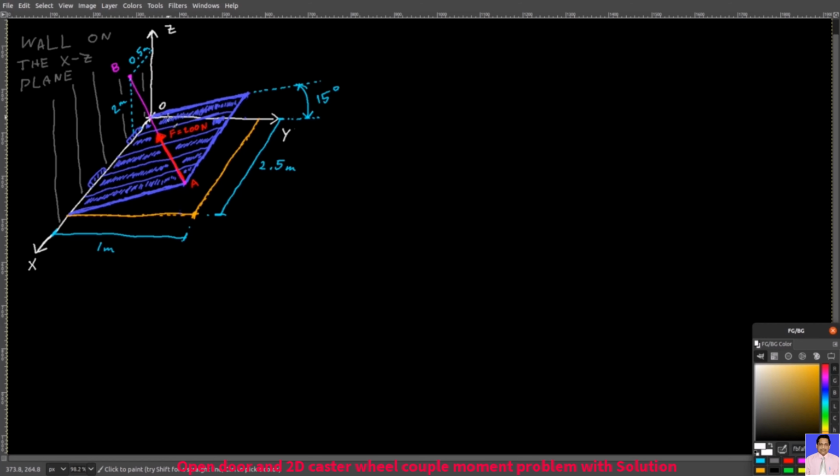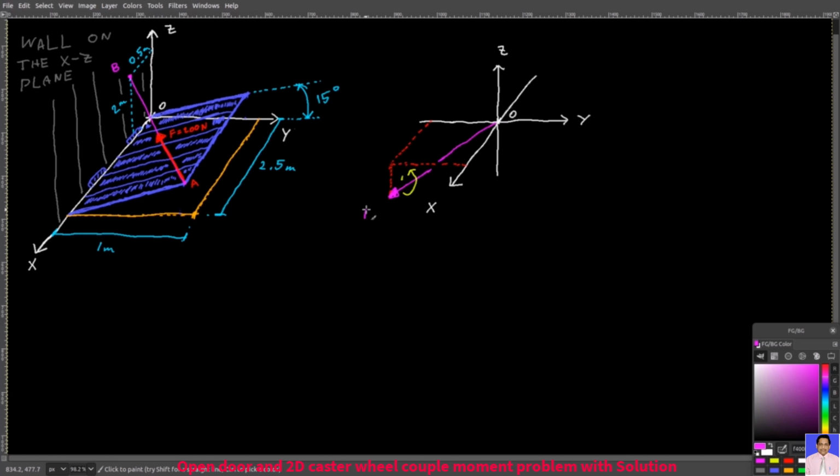And now, here's the thing. If I compute a moment about point O in the origin of the coordinate frame, due to this force, then I will have a general moment vector about point O that looks like this, more or less.